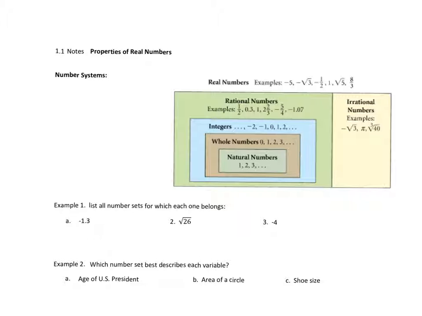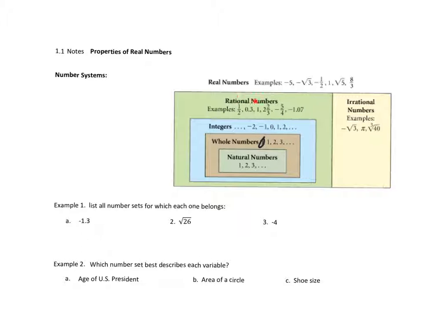So the most specific type of real number is a natural number, and natural numbers are counting numbers. So we count 1, 2, 3, 4, 5, etc. Whole numbers include the natural numbers and 0. So whole numbers are called whole because they don't have any fractions or decimals with them. An integer is a positive or negative whole number.